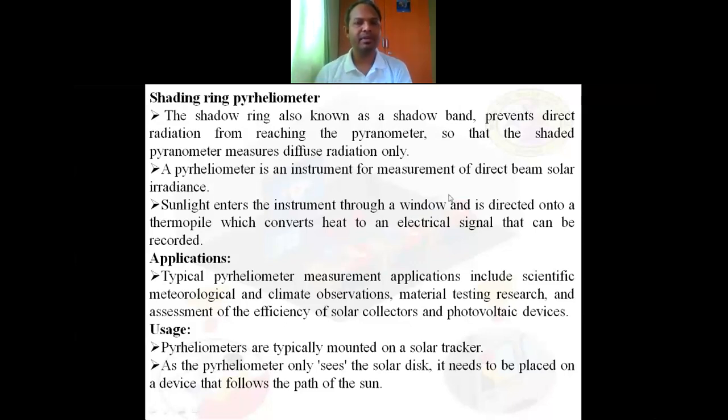In the previous class, we discussed solar radiation, how it is measured, and the solar constant. We have also studied the value of the solar constant. Before I proceed with the other type of instrument, the shading ring pyrheliometer, apart from the pyranometer, I would like to define the solar constant once again.